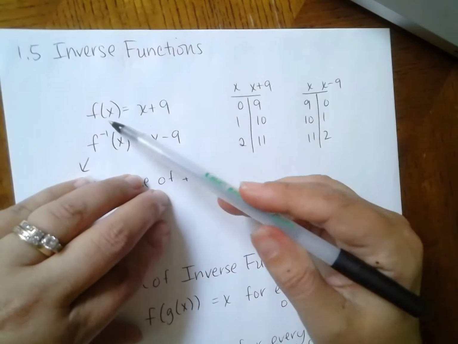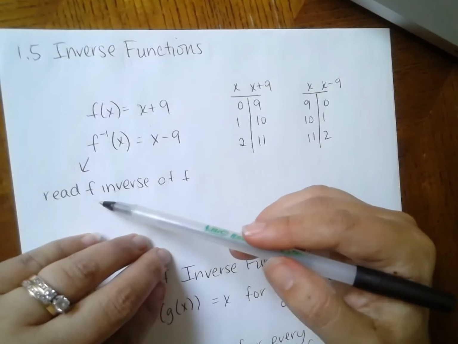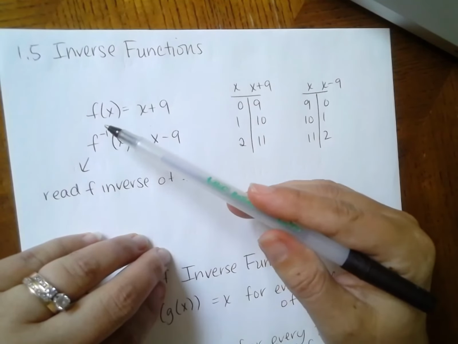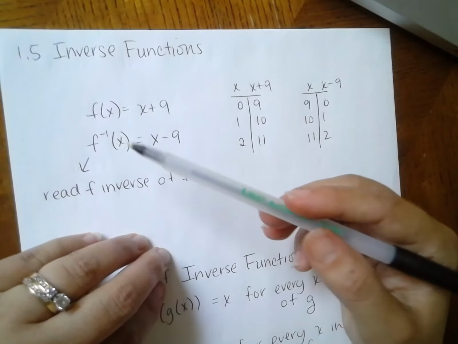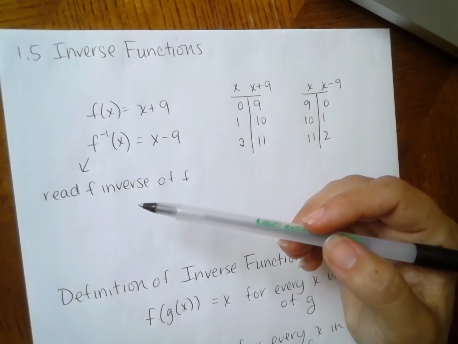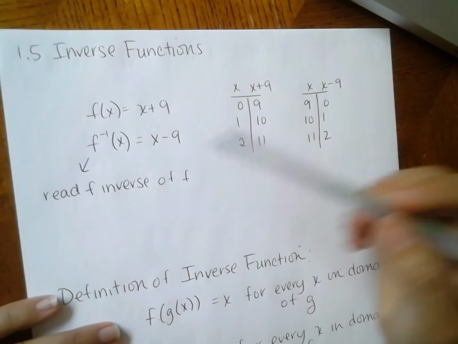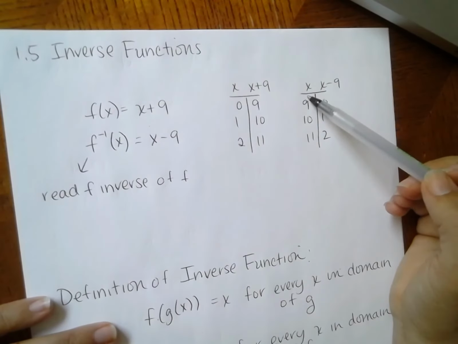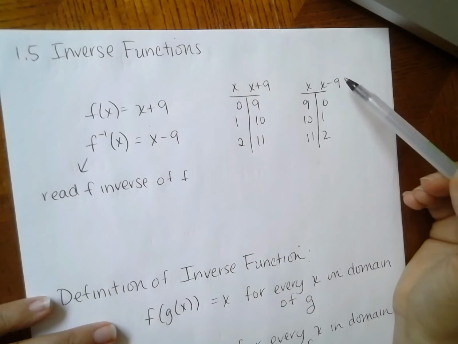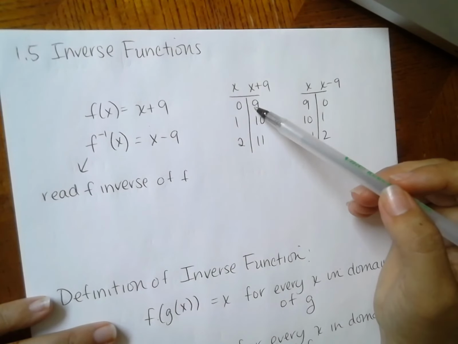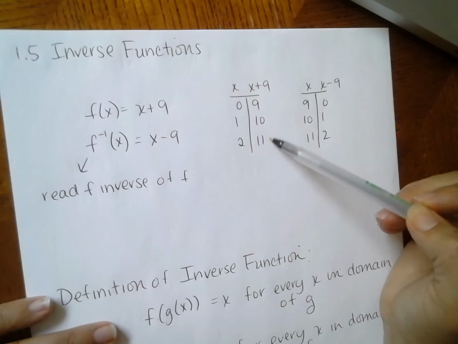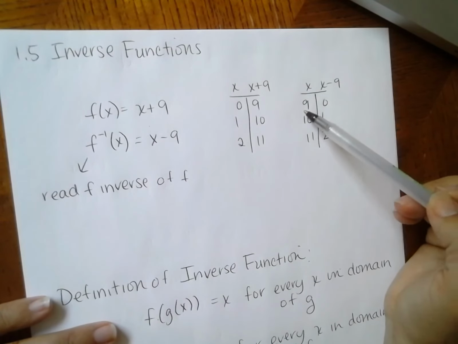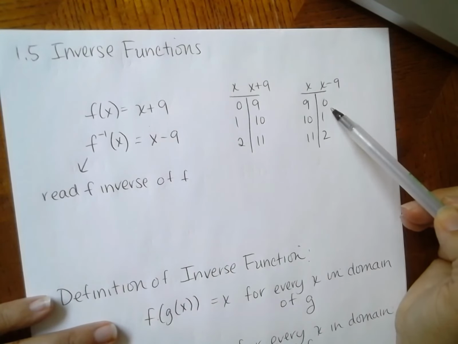This little notation here is read f inverse of f. It looks like a little -1 power. It's not actually an exponent, it's a symbol that we use to represent the inverse of f. Okay, so I'm going to plug in values of x into my x minus 9. Now I'm taking the values that I got out here and putting them back in here, because then it takes me back to the 0.